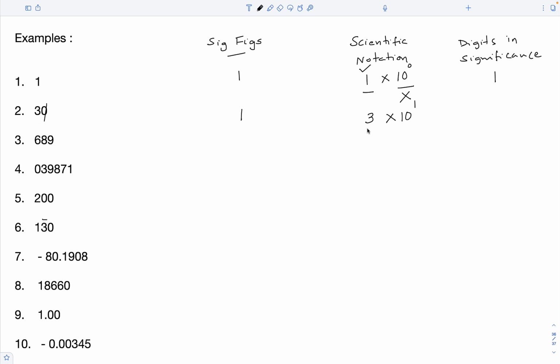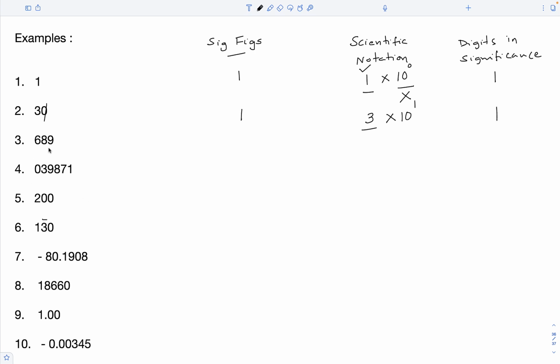And to know the number of significant figures, all we need is this significand. And by looking at this significand, we can understand that there is only one significant figure. And how many digits are there in the significand? Only one.